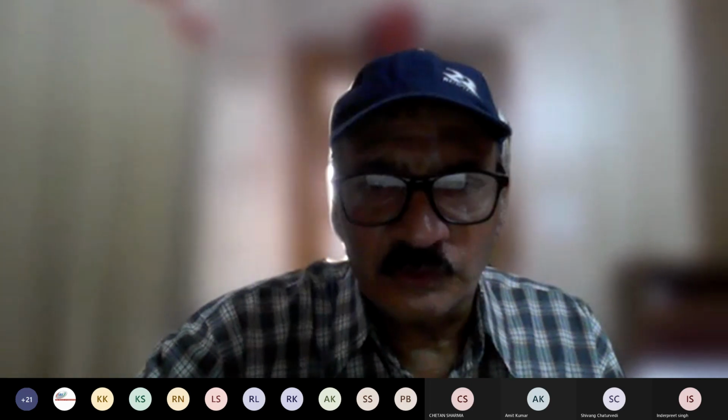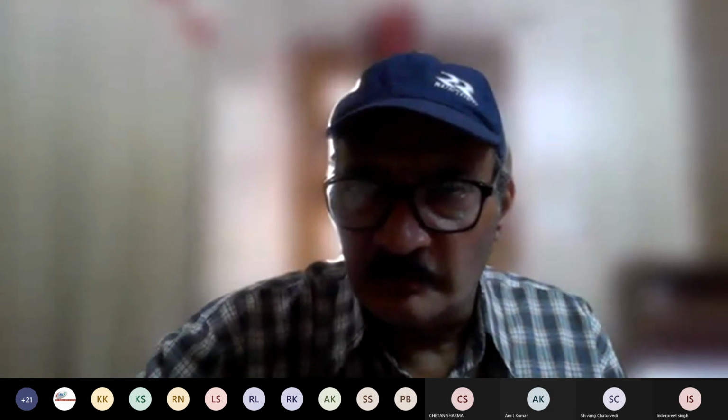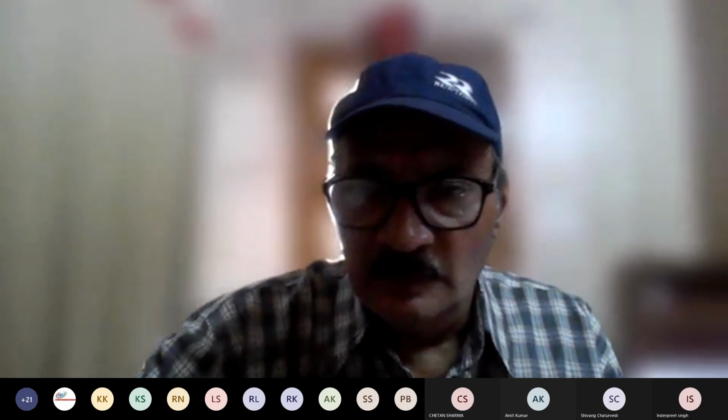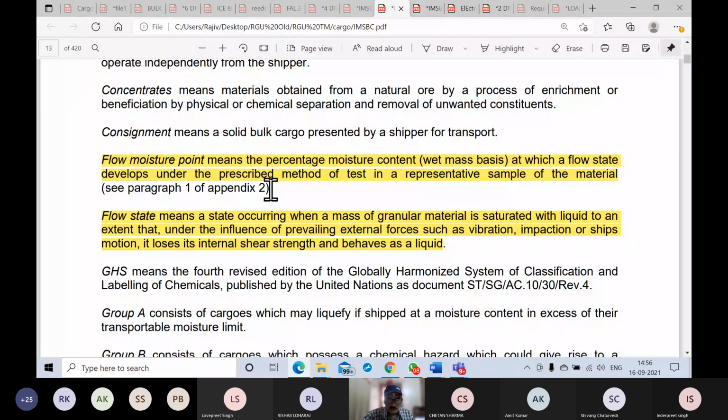Going further, flow moisture point. The definition of FMP, flow moisture point, is defined like this. Again a matter of concern for cargo likely to liquefy. Flow moisture point actually means the percentage moisture content, wet mass basis, at which the flow state can develop. Of course, this is under the prescribed test procedures for a representative sample of the material.